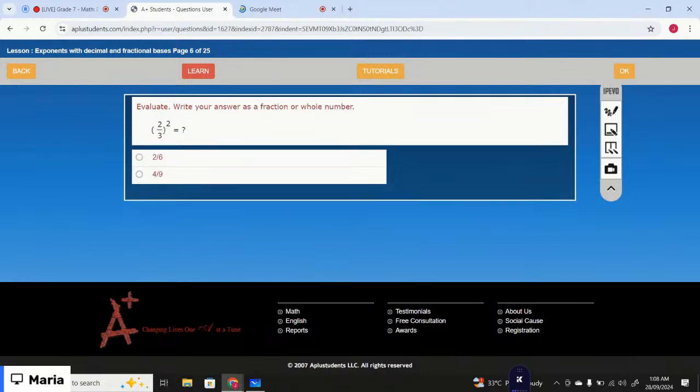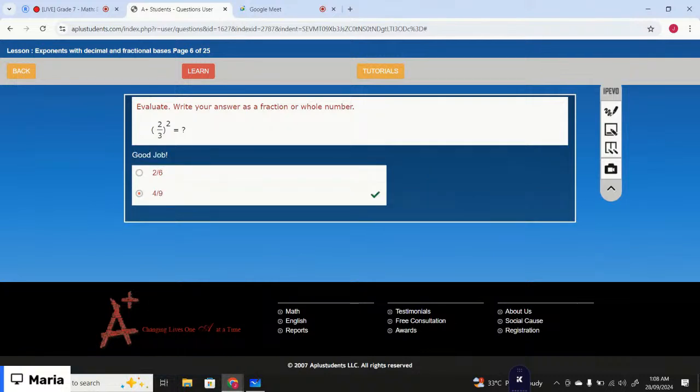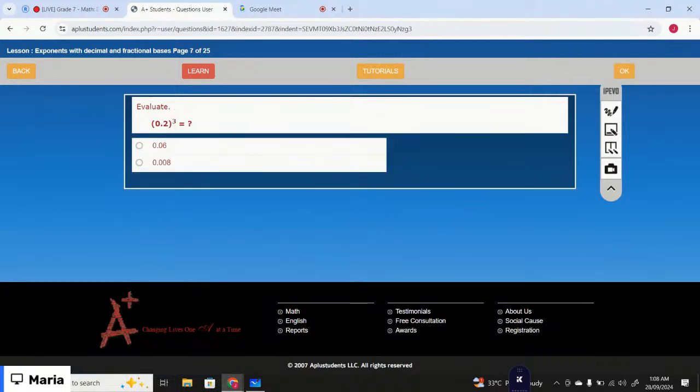The next one is 2 by 3 square. So which is the correct option? You have to do 2 times 2 and 3 times 3, right? So the correct option is 4 over 9. Option number 2 is the correct option. That is 4 over 9. Okay, evaluate 0.2 cube. So which is the correct option?